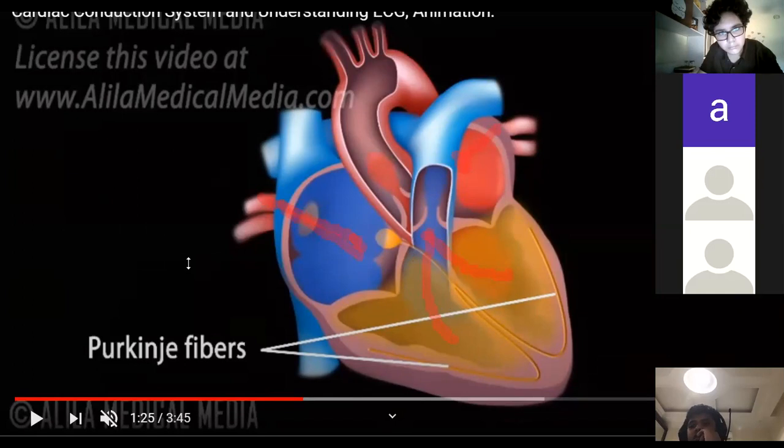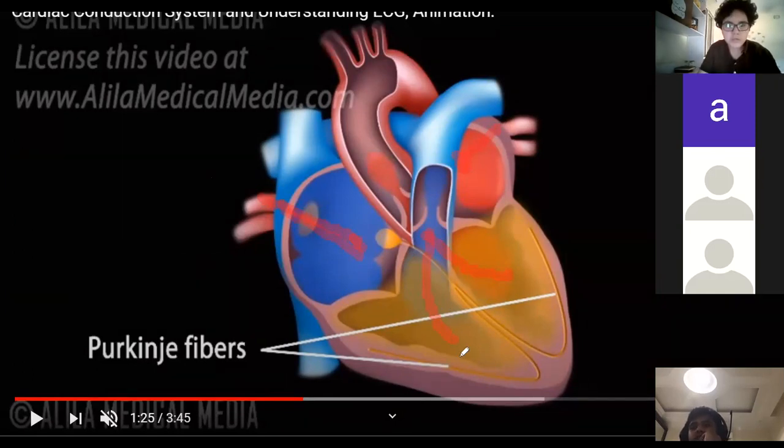Yes, yes. Yeah, the mic. Yes, sir. I have a question about the blood. Why on the right side is the blood blue and on the left side is red?